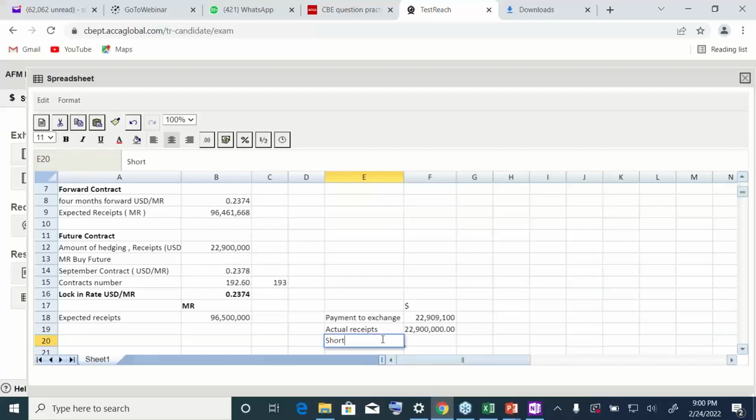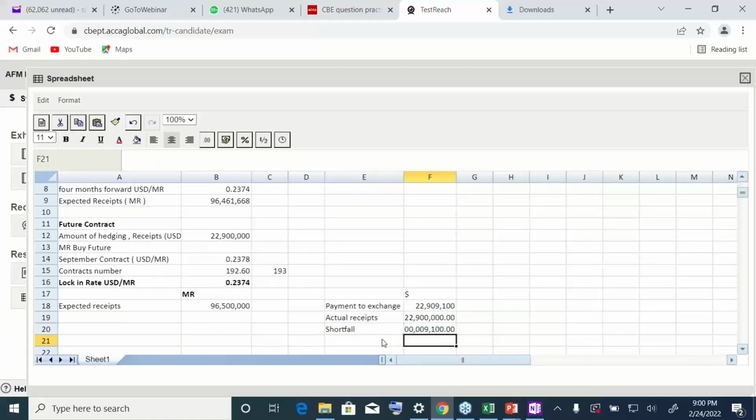So the shortfall is, let's calculate the shortfall. Shortfall is 9100. You have to deliver 22.909, but you only have 22.9 million. So what you have to do, you have to buy this 9100 from the market.